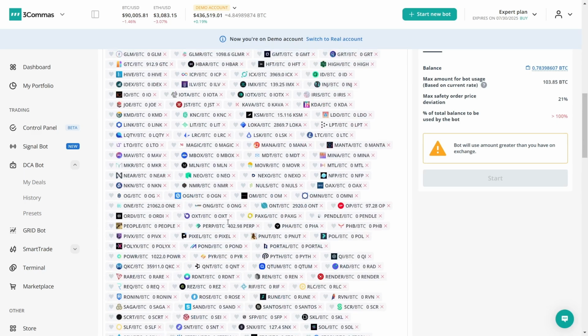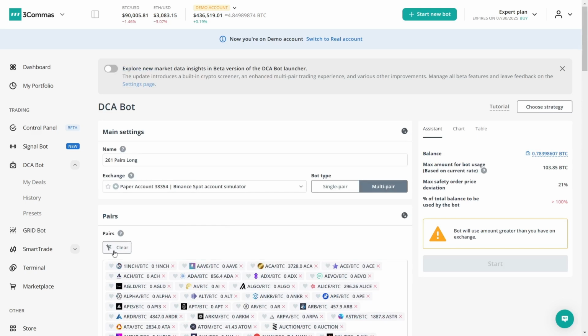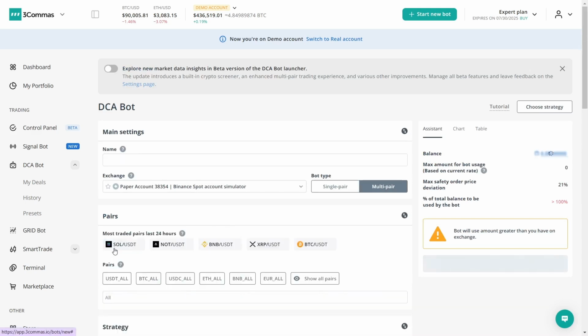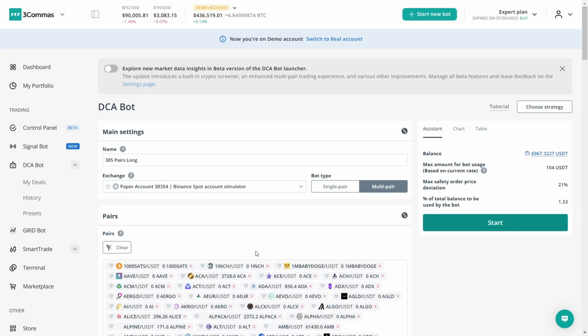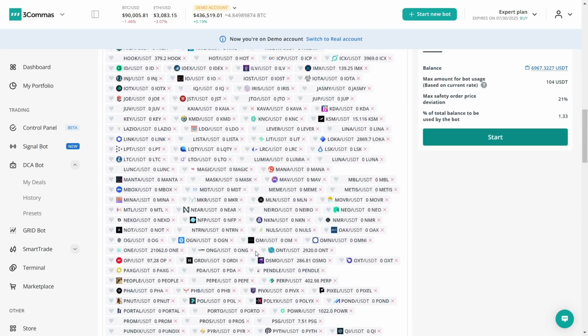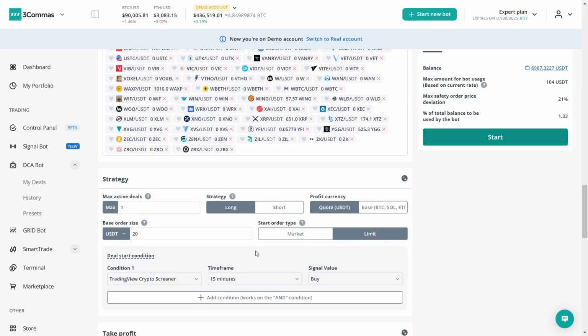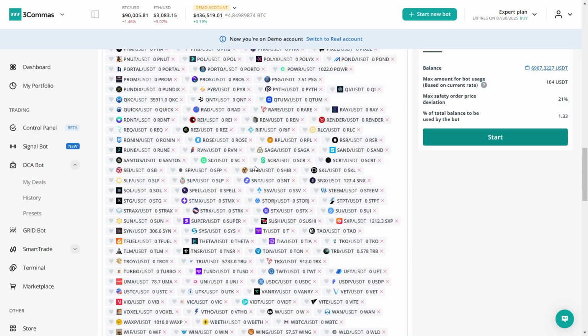Okay, it's very simple to use. Let's suppose I want to trade on USDT, no problem. I just clear and choose USDT all. The same way, all USDT based pairs are added to my bot. If you have some specific coin you don't want to trade, you just remove it here. Just click on the X and they are removed.